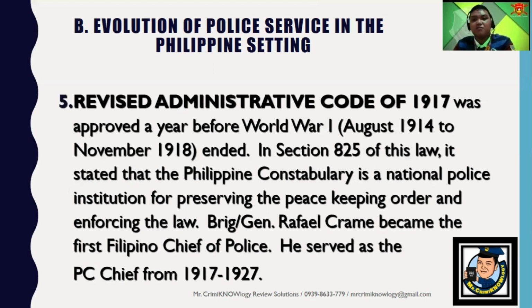The Revised Administrative Code of 1917 was approved a year before World War I, which lasted from August 1914 to November 1918, ended. Section 825 of this law states that the Philippine Constabulary is a national police institution for preserving peace and order and enforcing the law. Brigadier General Rafael Crame became the first Filipino chief of the Constabulary. He served as the PC chief from 1917 to 1927, for about 10 years. That's why the general headquarters of the Philippine National Police was named after Brigadier General Rafael Crame, Camp Crame.